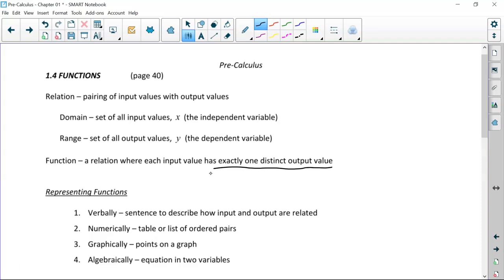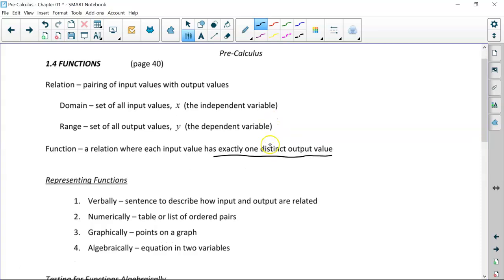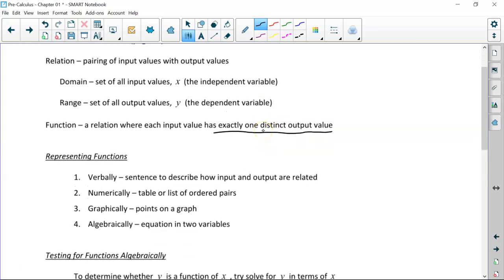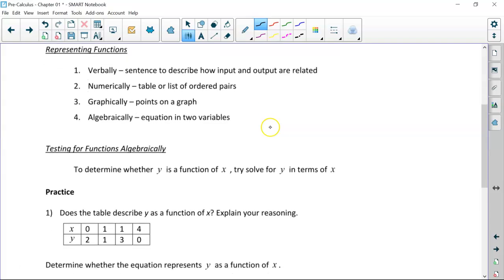Now, when we talk about the inputs, whether for a relation or a function, that's our domain, the x values. That's our independent variable. The range is our output values, our y, our dependent variable. We can represent functions in multiple different ways: verbally, like writing a sentence or talking about how the input and output are related; numerically, maybe a table or ordered pairs; graphically; and algebraically, where you write an equation in two variables.